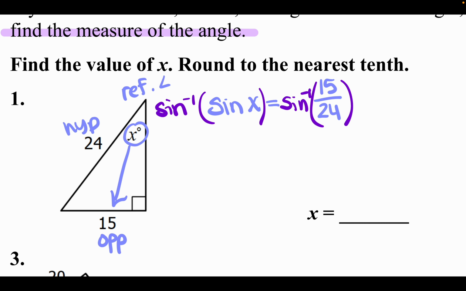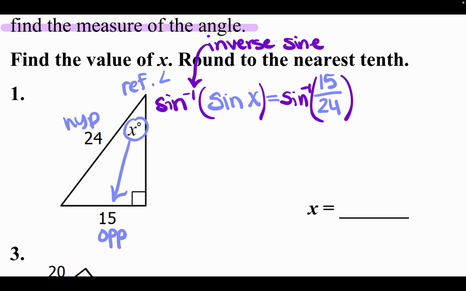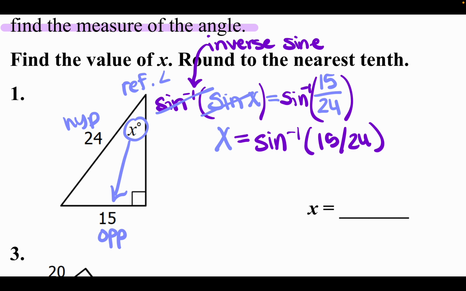This is inverse sine. That's how that's read. So when we apply the inverse, it actually cancels out the sine, leaving us with just an x. But on the other side, we have x is equal to sine inverse 15 divided by 24.